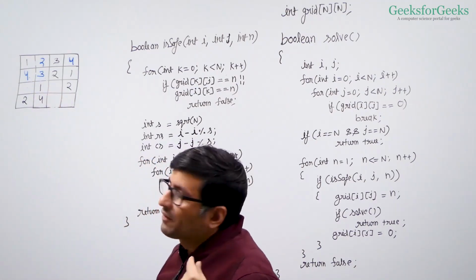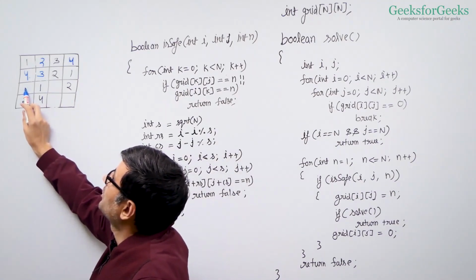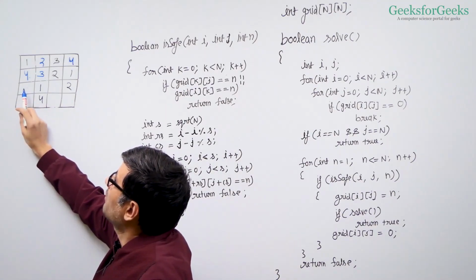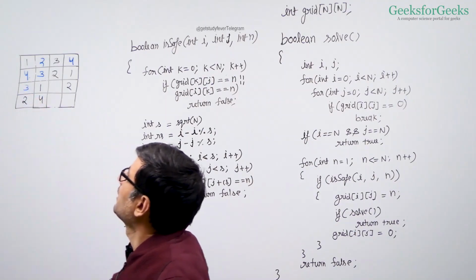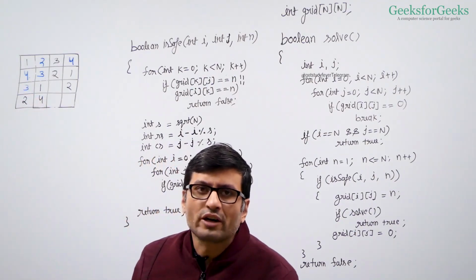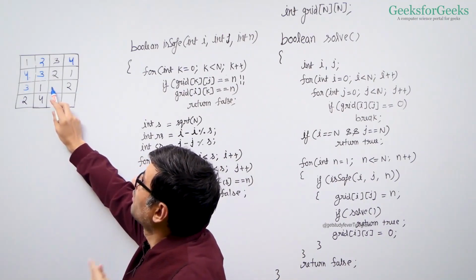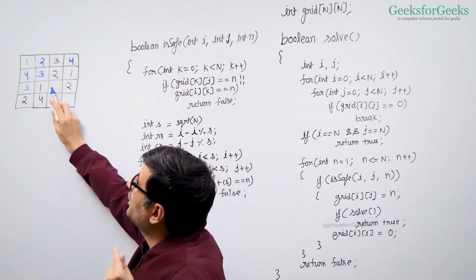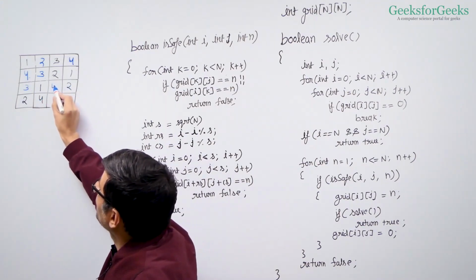Now you again recur for the next empty cell. Now you come to this cell. And this time you again try everything. 1 fails the safety test. 2 fails the safety test. 3 we can place here. So we place 3 here. Now we again recur for the next empty cell. This time we come here. And we try all numbers from 1 to 4. 1, 2, 3 fail the safety test because you have them in the same row. You can place 4 here.